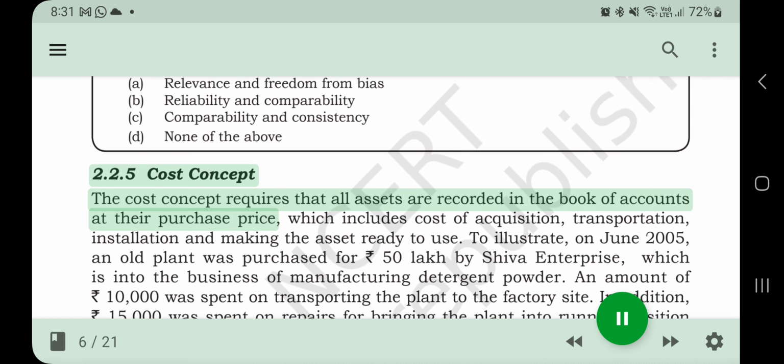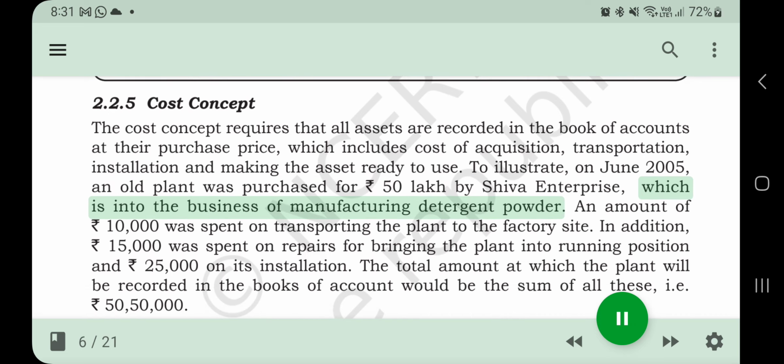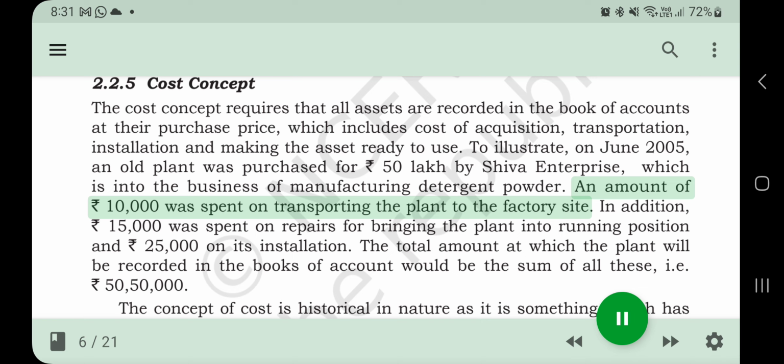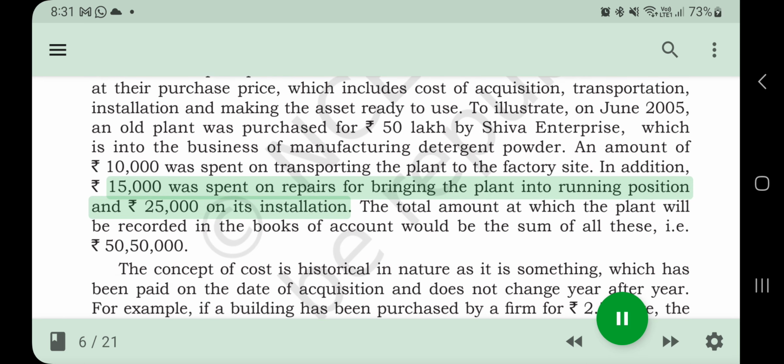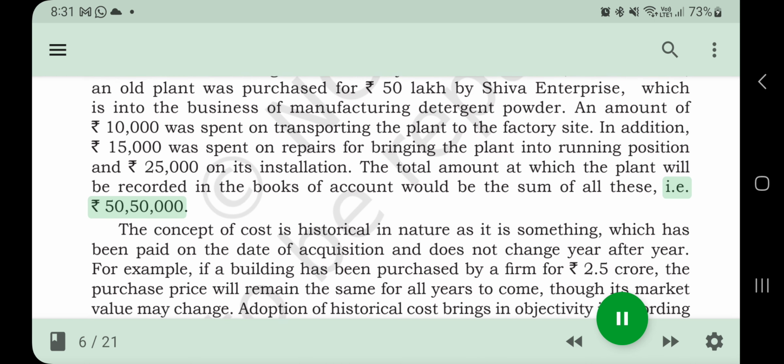2.2.5 Cost concept. The cost concept requires that all assets are recorded in the books of accounts at their purchase price, which includes cost of acquisition, transportation, installation and making the asset ready to use. To illustrate, in June 2005, an old plant was purchased for $50 lakh by Shiva Enterprise, which is into the business of manufacturing detergent powder. An amount of $10,000 was spent on transporting the plant to the factory site. In addition, $15,000 was spent on repairs for bringing the plant into running position and $25,000 on its installation. The total amount at which the plant will be recorded in the books of account would be the sum of all these, i.e.